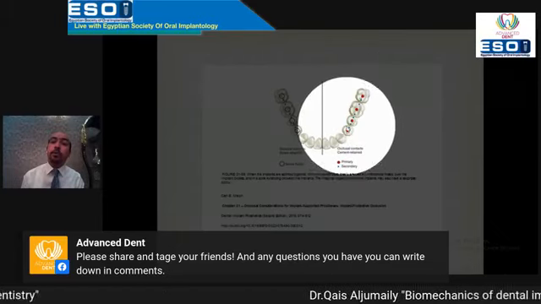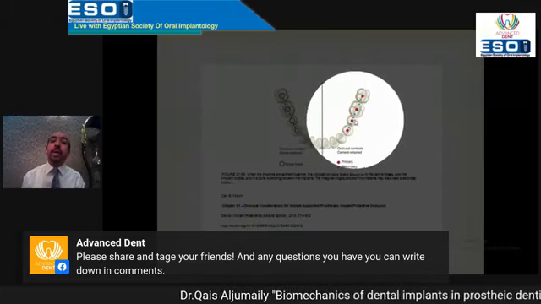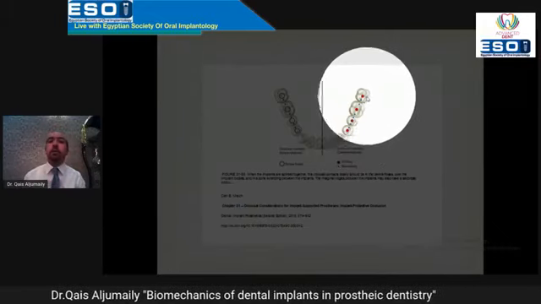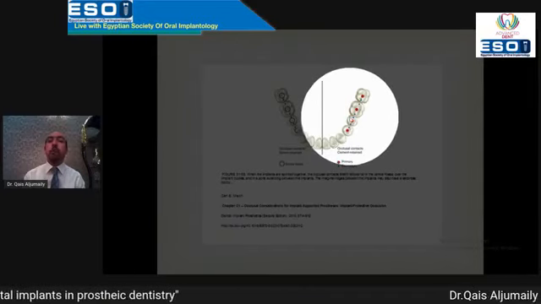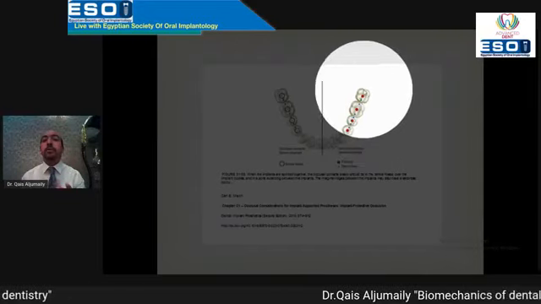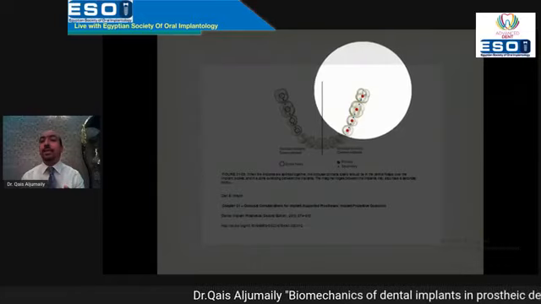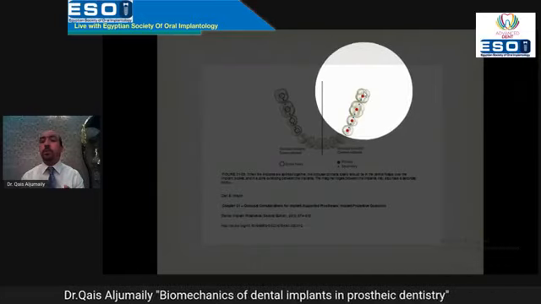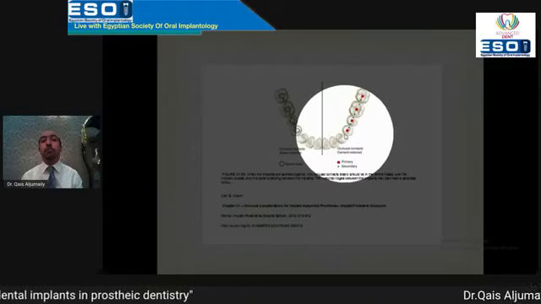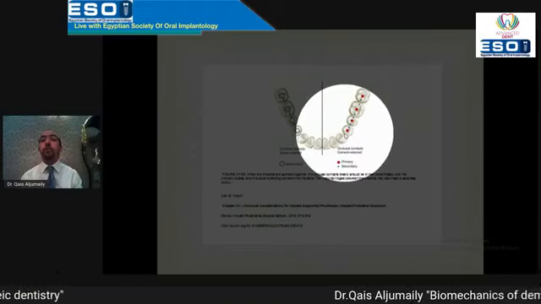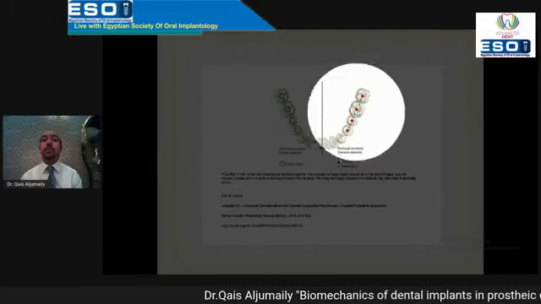The blue spots, mesial and distal, are the second preferable area for contact with the opposing. Now I want you to focus. There is no spot distally here. This is the most distal abutment or prosthesis, and there is no mesial contact here. Why? Because they are splinted to each other.